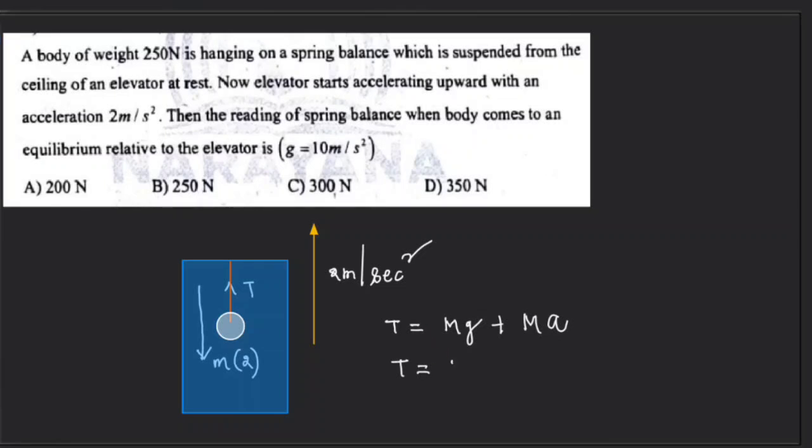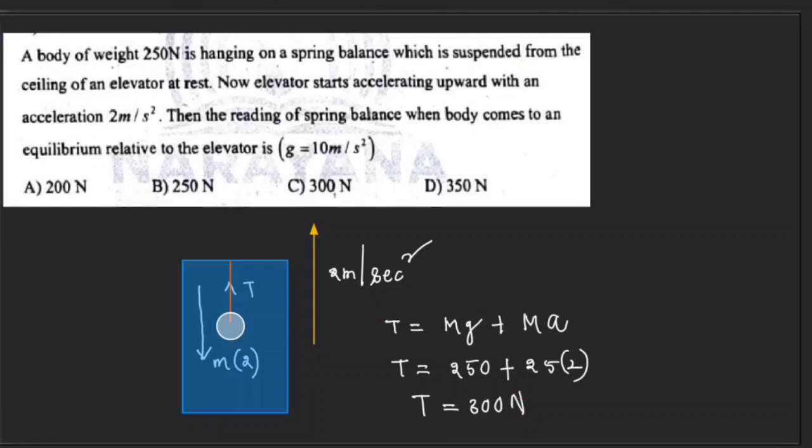So you could say this can be written as m, right? So mg is how much? 250. This is 250 plus, what is m here? You could say if I divide with the 10, it will be equal to 25. So 25 into 2. So therefore the answer for this tension is equal to 300 Newton. So that is the answer for this. So please keep this formula also in mind.